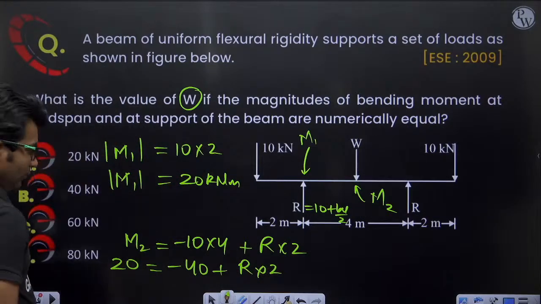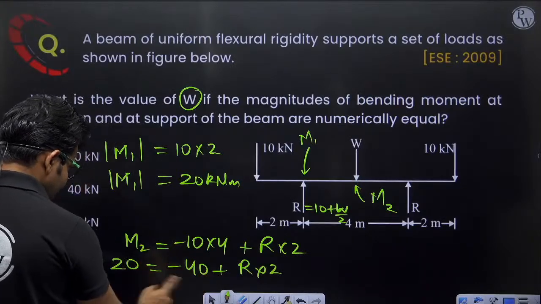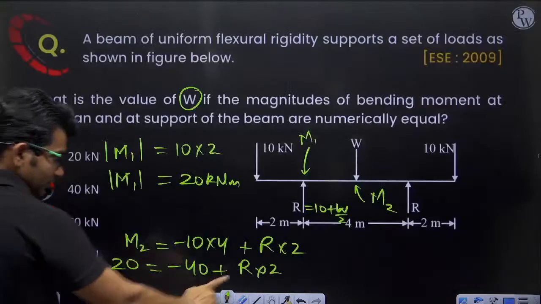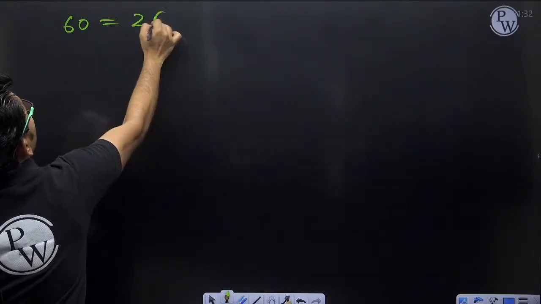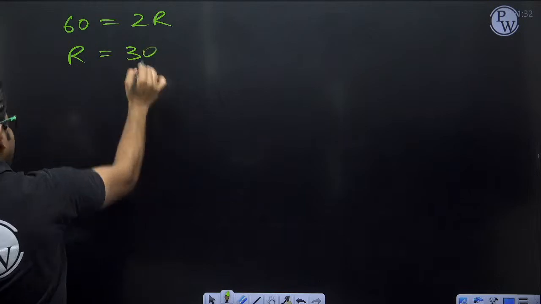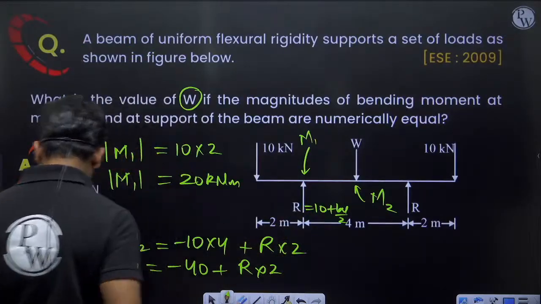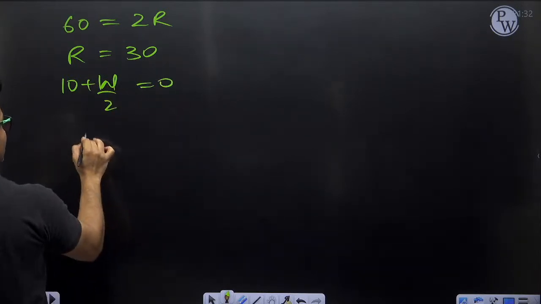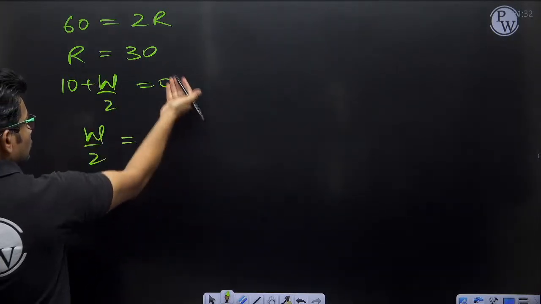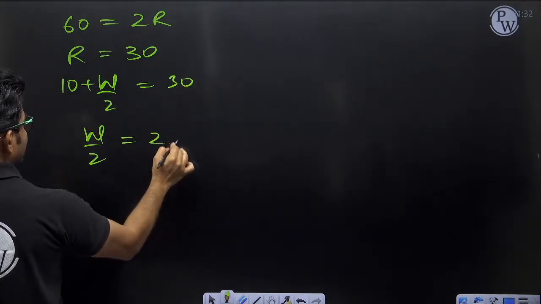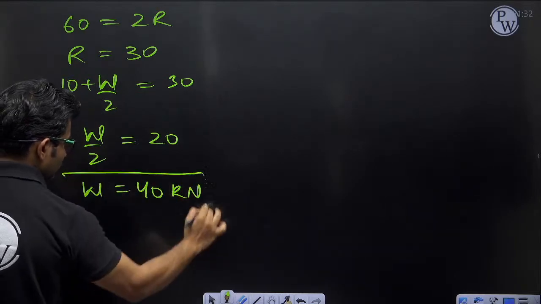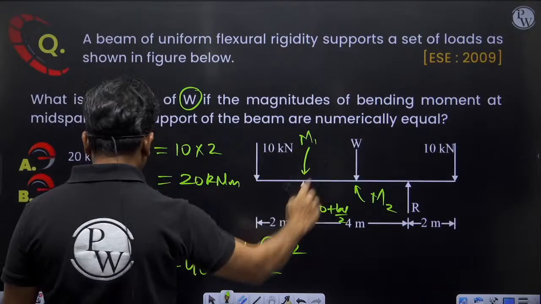Now what is the value of R? Let me write here again. So 40 will come here, it will become 60. 60 will be equal to 2R. R will be equal to 30. What is the value of R? 10 plus W by 2. So 10 plus W by 2 will be equal to 30. So W by 2 will be equal to 20. W is equal to 40 kilonewton.